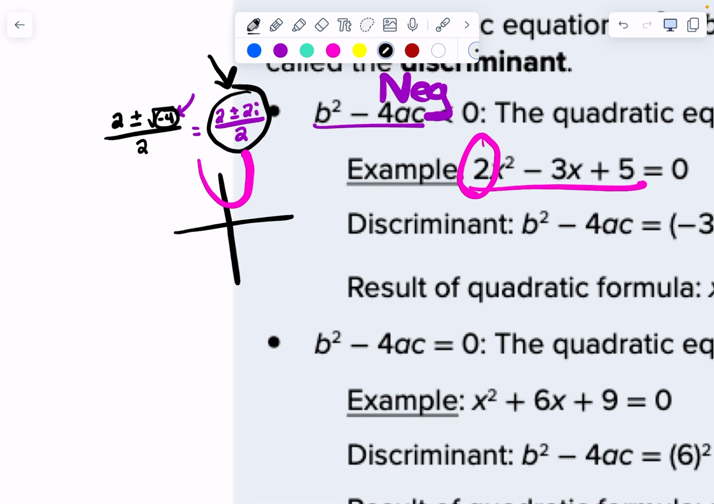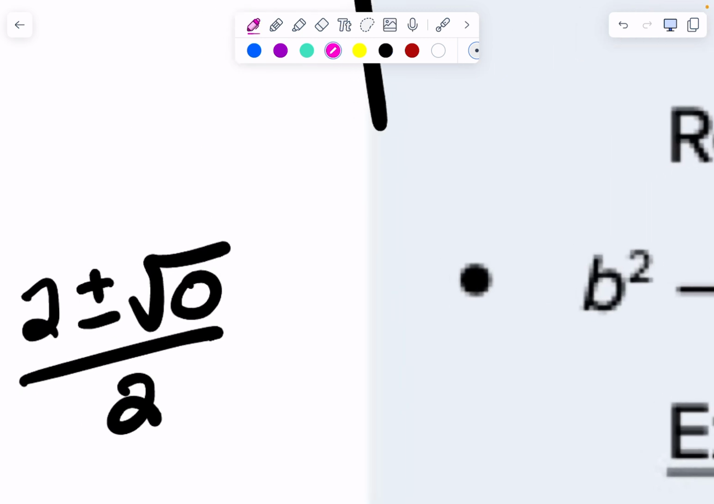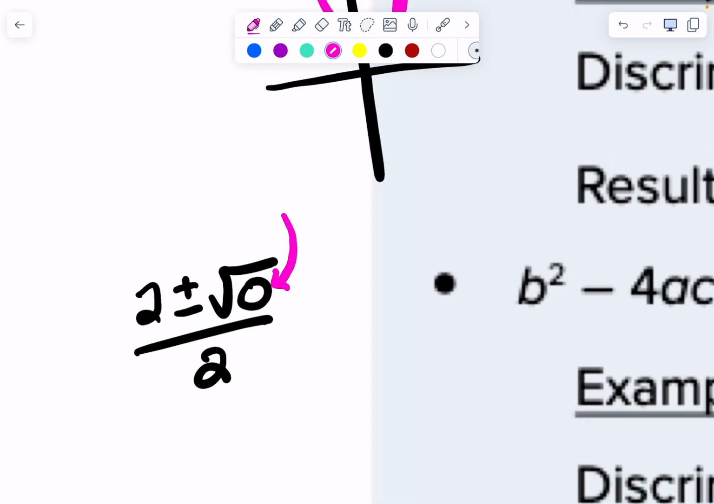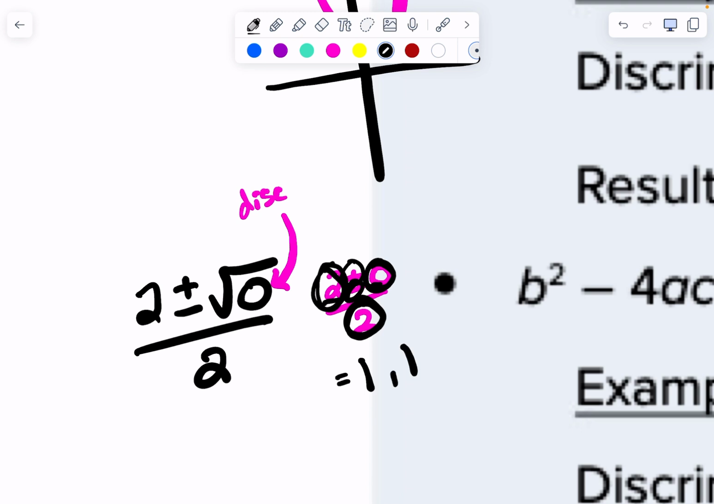Okay, next example. Let's say I have 2 plus minus the square root of 0 over 2. In this case, my discriminant is 0, right? The stuff underneath of the square root is 0. What is the square root of 0? What do you take times itself to get 0? 0. This is 2 plus and minus 0 over 2. That gives me 2 answers. What is 2 plus 0 divided by 2? 1. What is 2 minus 0 divided by 2? Also 1. So it's just gonna touch at one place.